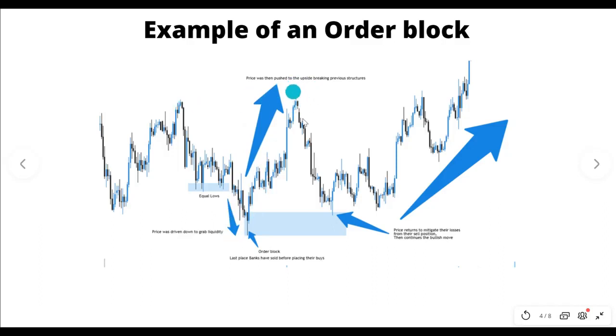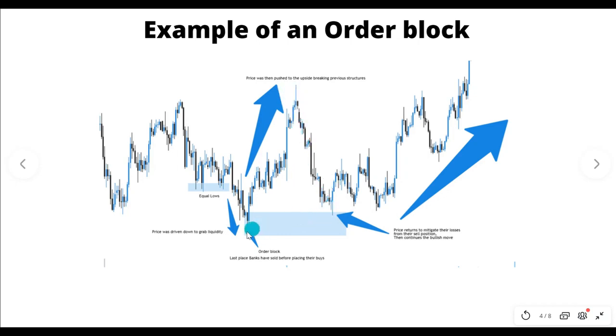However, what does price do? It comes back and then carries on going. But where does it come back to? It comes back to an order block. So I'm going to explain to you how to identify an order block a bit more clearly. But essentially, an order block is the last candle that creates the move. So in a bullish move, it's the last bearish candle that creates the move, and in a bearish move, it's the last bullish candle that creates the bearish move.